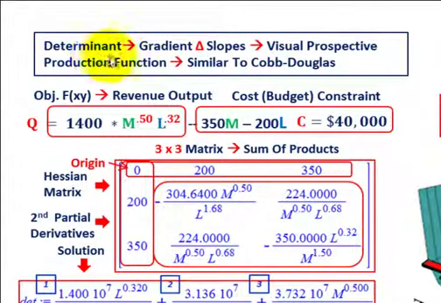Okay, so the determinant that we're going to be looking at is going to be based on the production function, which is really similar to the Cobb-Douglas production function. Okay, so this is what we're going to be dealing with here. Just understand where our determinant is going to come from.